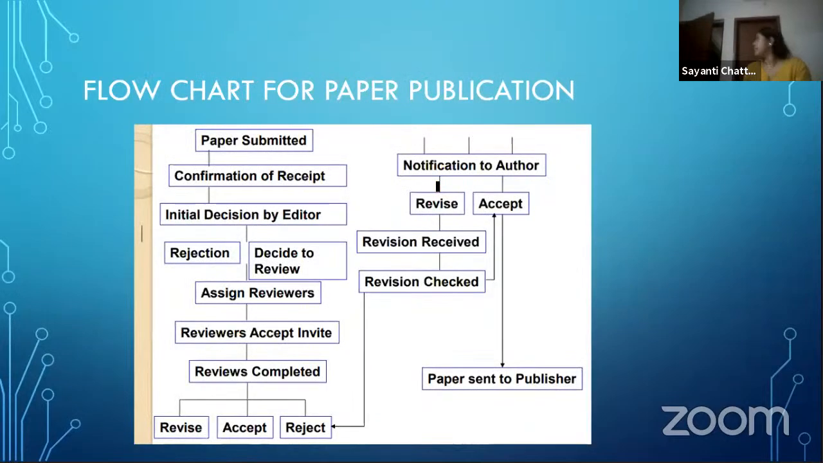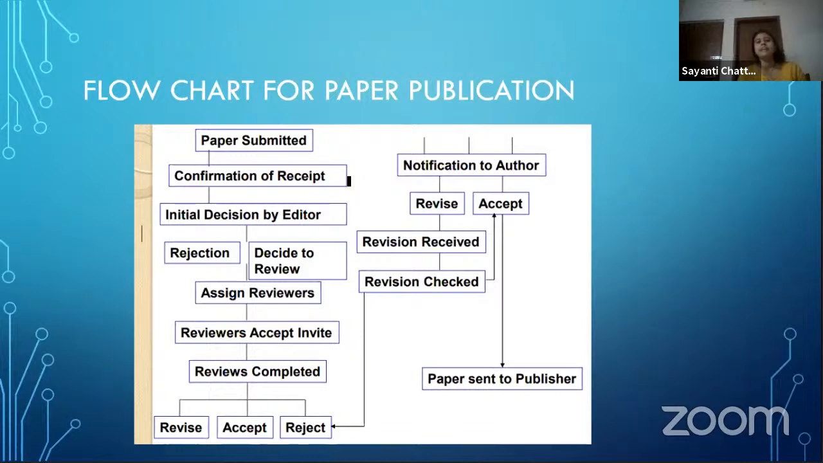So these are the flowchart for the paper publication. Submit the paper, confirmation of the receipt. When you submit the paper, immediately you get one auto-generated mail, within 24 to 48 hours, for the receipt. Then comes the initial decision by the editor.